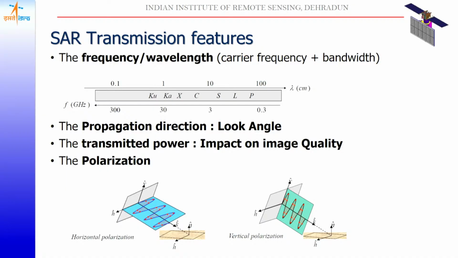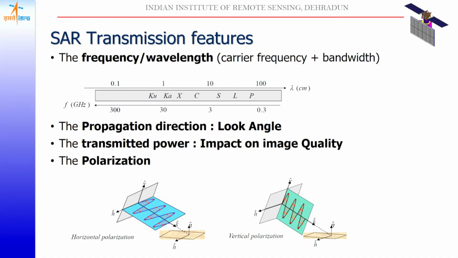First is the frequency or wavelength: at what frequency and wavelength we are transmitting the data. Because the frequency and wavelength of a signal interact with the targets, and it will return the backscatter depending on how much it is penetrating and how rough or smooth the surface is. So the wavelength and frequency are the most critical parameters in the design of any SAR antenna.